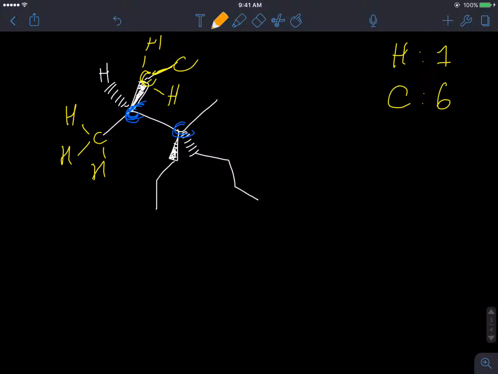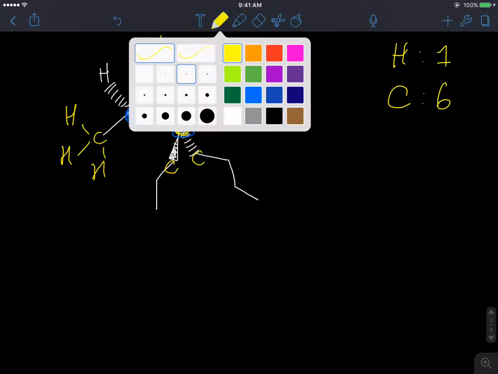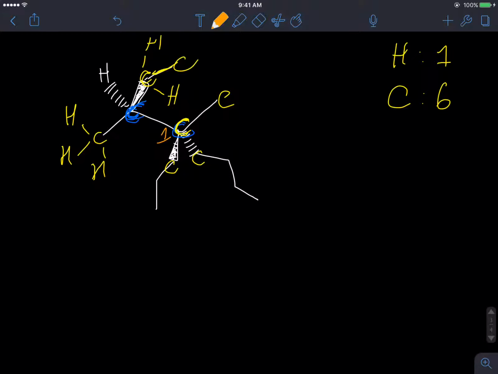Oh, and then the next carbon, I'm sorry. The other carbon, I forgot about this carbon too. This carbon connects to what? It connects to a carbon right here, 1 carbon, 2 carbon, and then 3 carbon. So which one, number 1? This one is number 1. Number 2 is right here. Number 3, and then hydrogen is number 4.